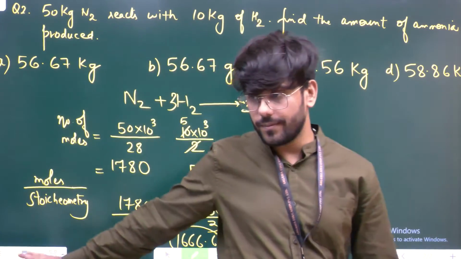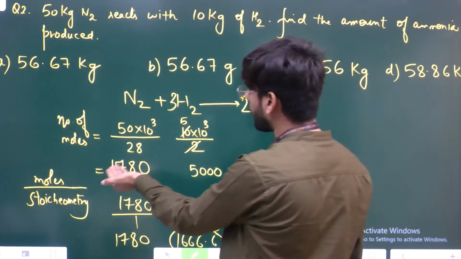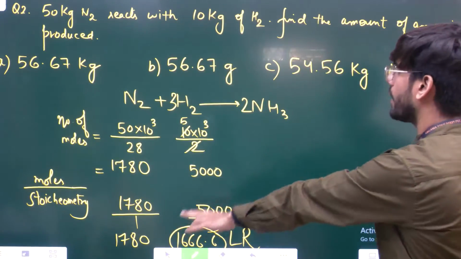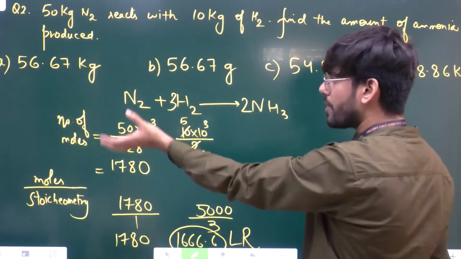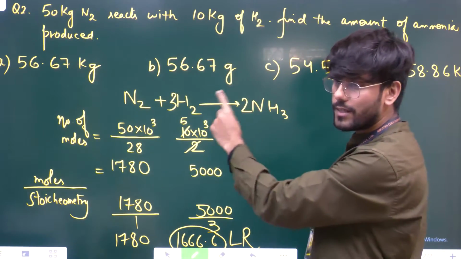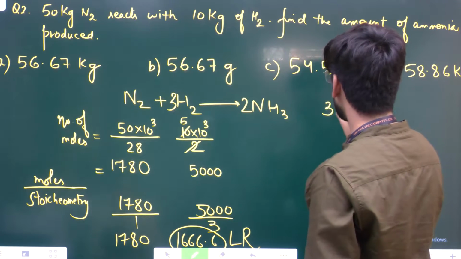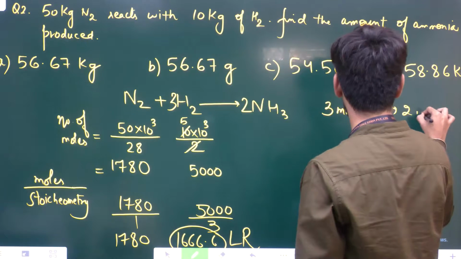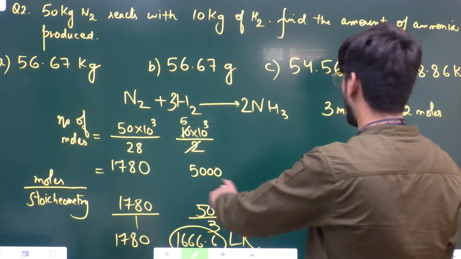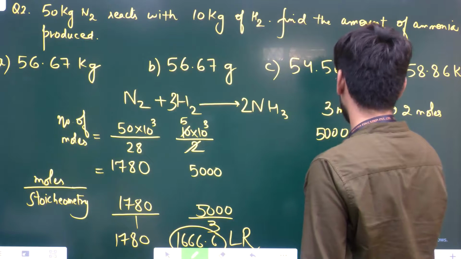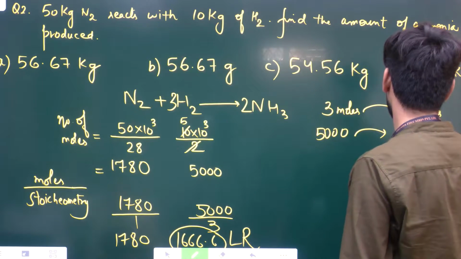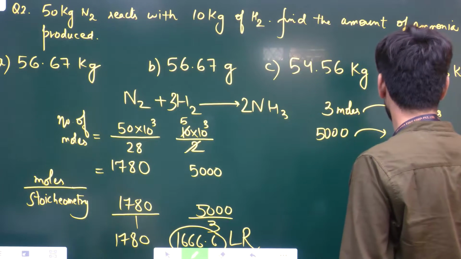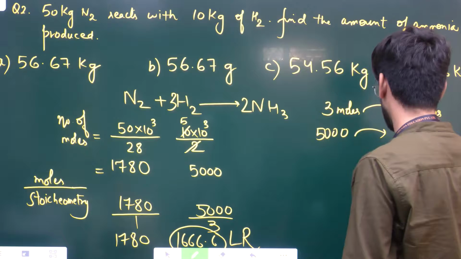Now forget this step. Whether it is 1786 or 5, whatever it is, I do not require that now. The stoichiometry is applied on hydrogen because the product is decided by the hydrogen. So can I say that 3 moles of hydrogen produce 2 moles of ammonia? Yes. So 5000 will produce 2 upon 3 into 5000, which is 10,000 upon 3.